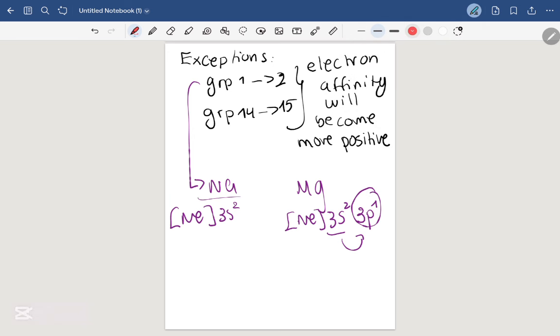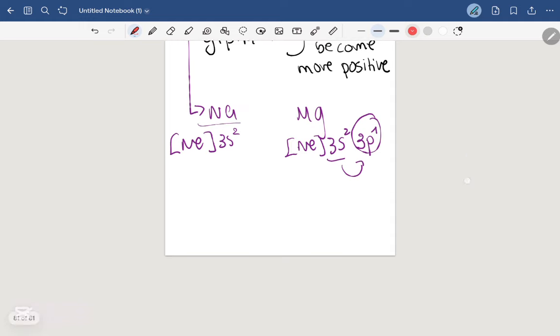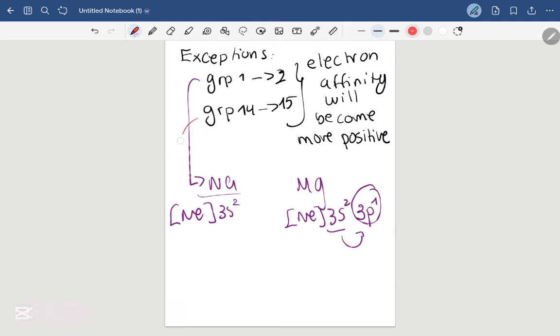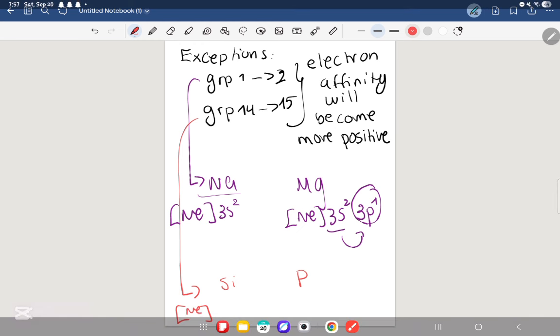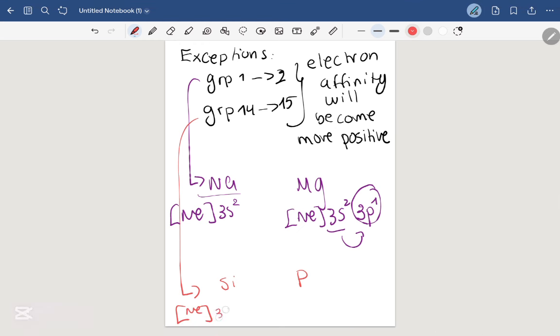Now from 14 to 15. Let's take two examples: silicon, Si, and phosphorus, P. Silicon is 14, neon 3s2, 3p2. Sorry, my bad. And phosphorus is neon 3s2, 3p3. Now look what happens in this scenario. If we did add an electron, it will become 3p3, and here it would become 3p4.